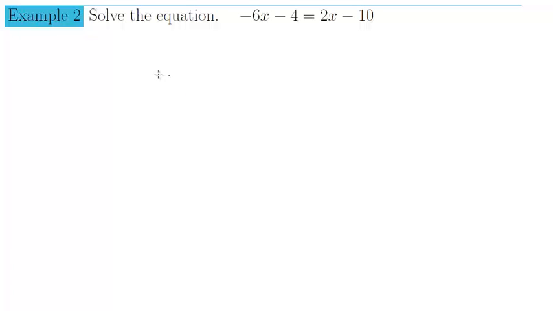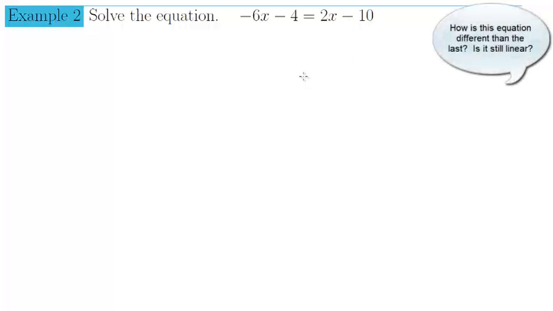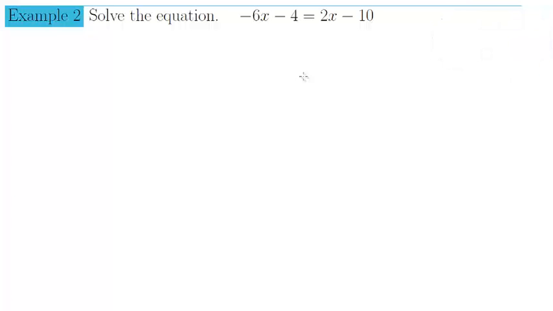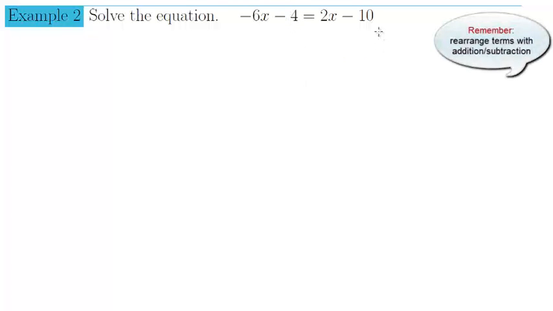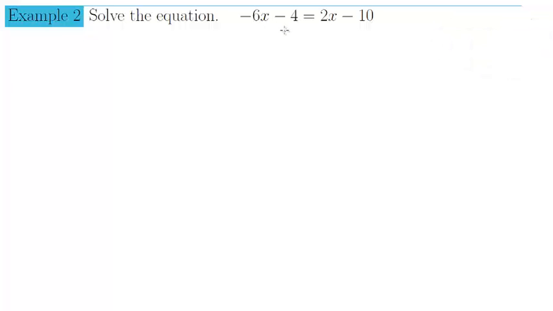Alright, so here's our next example. We need to solve the equation negative 6x minus 4 equals 2x minus 10. Our strategy is going to be to use reverse operations to get our number terms on one side and our variable terms on the other side. So let me try to get my numbers all moved to the right. I'll do that by adding 4 to both sides.